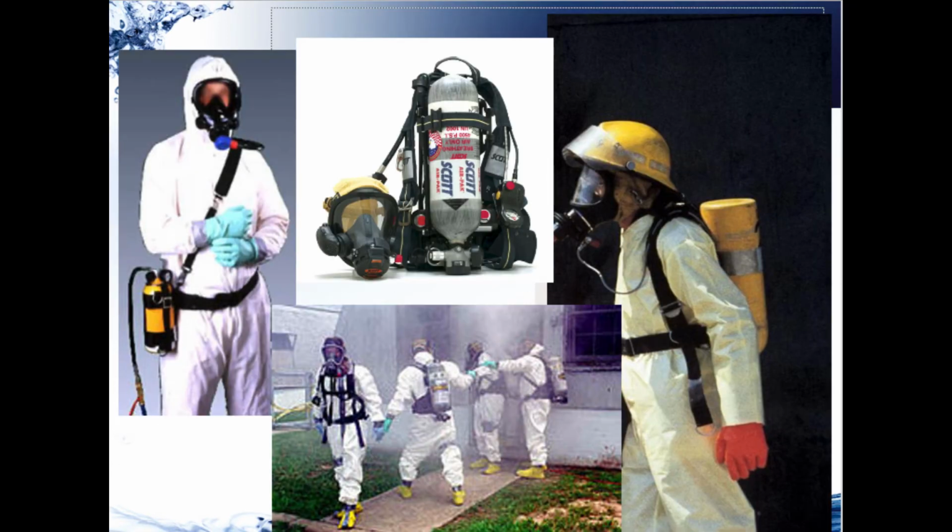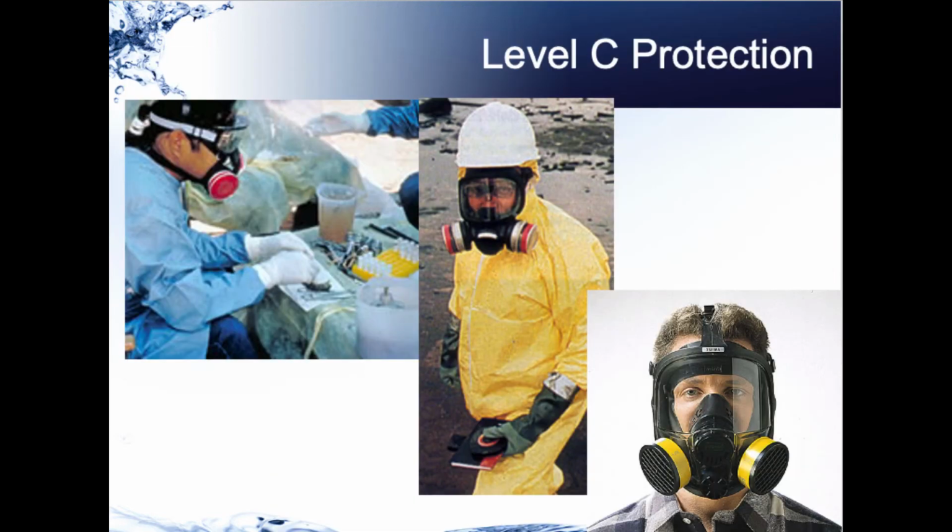Here's level B, and then we have level C. So the main difference here is the respiratory protection. In level C respiratory protection, the concentrations and types of airborne substances are known, and the criteria has been met to wear an air purifying respirator. An air purifying respirator would be a cartridge respirator, so you have to inhale to bring the air in. It isn't positive pressure. And when you inhale, you're inhaling through the cartridges, and it is filtering out the contaminants.